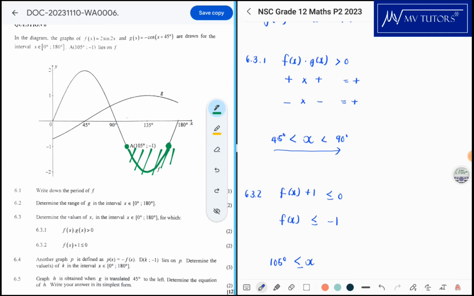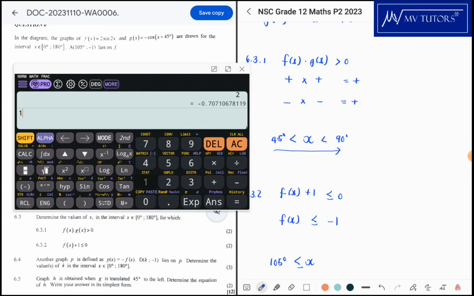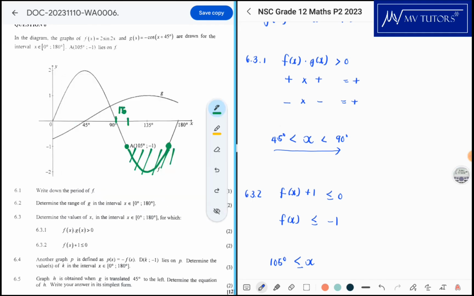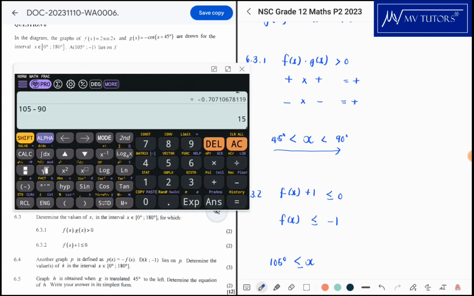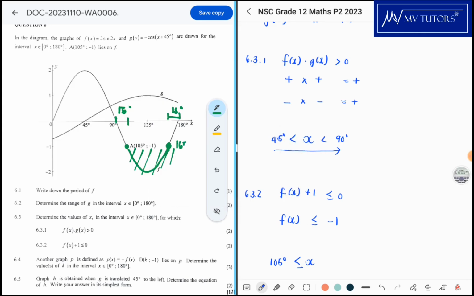So what I'm going to do is ask myself, between 90 and 105, how many degrees are there? So 105 minus 90, that's 15 degrees. So this is 15 degrees. And because this graph is really symmetrical, I know that this will also be 15 degrees. So now what is 180 minus 15 degrees? That is 165. So I know this point over here is at 165. So x is in between 105 degrees and 165 degrees. Okay, so I hope that makes sense.